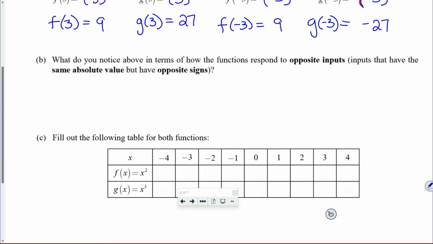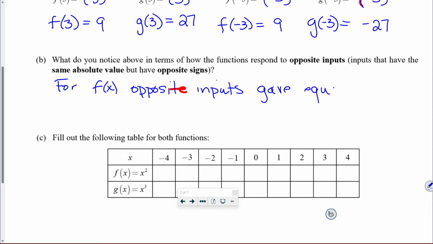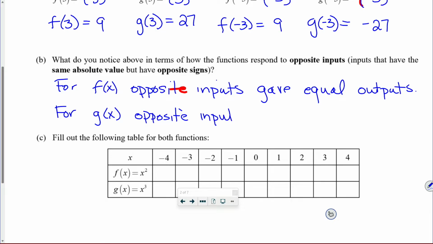We don't have to write all of that down, but for f of x, opposite inputs gave equal outputs. I have to slow down on my writing. For g of x, opposite inputs gave opposite outputs.